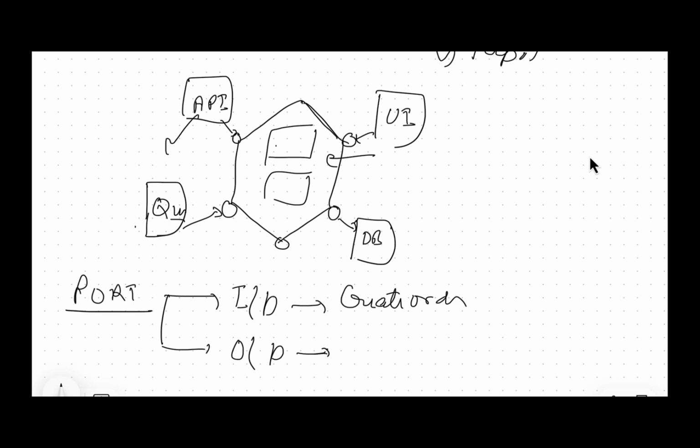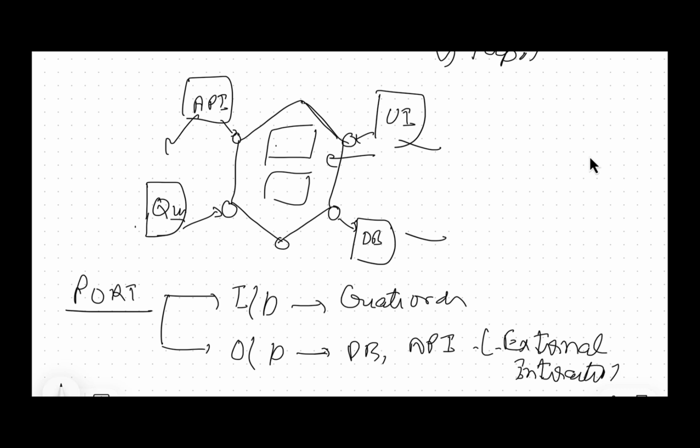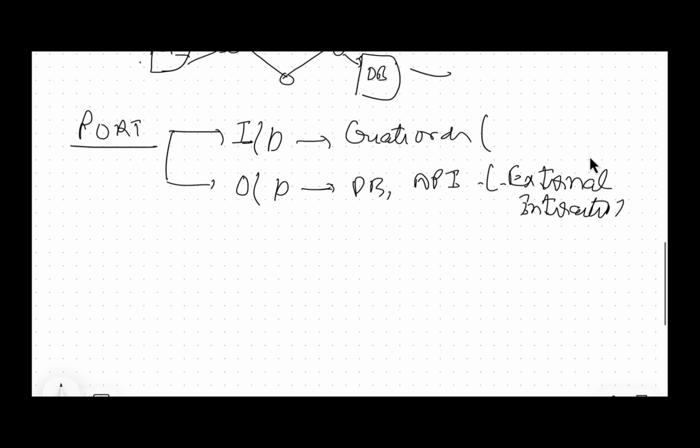In the same way, what is the output port? All these are output ports, like DB connections and API integration. These are output ports, right? So you can say it's an external interaction. This is also called external interaction. And this is the functionality that you're providing. Hope you understand this.